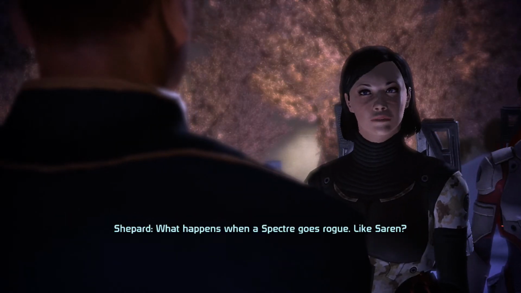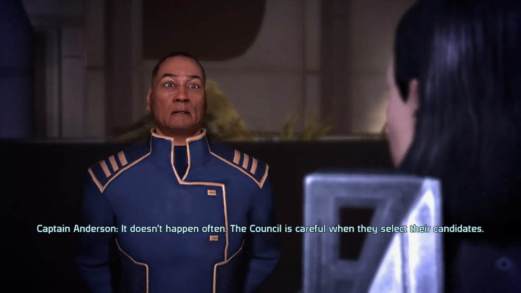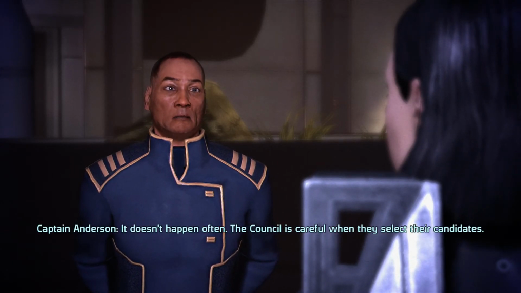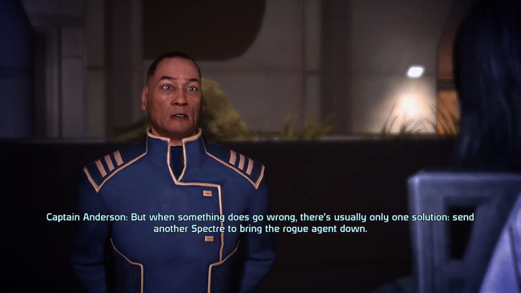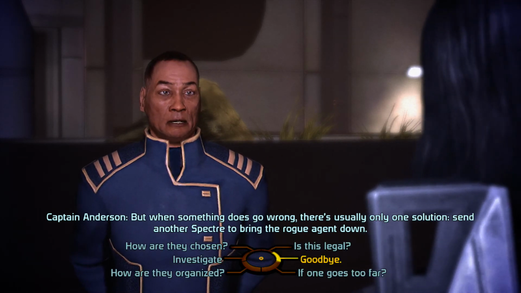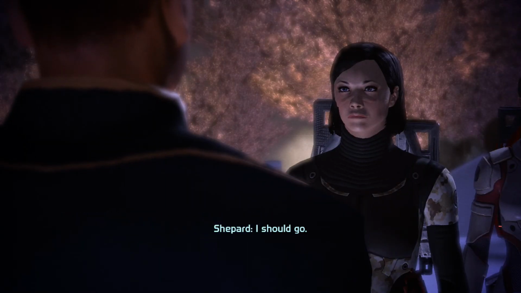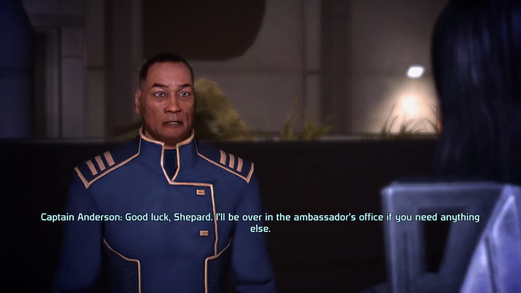What happens when a Spectre goes rogue, like Saren? It doesn't happen often. The Council is careful when they select their candidates. But when something does go wrong, there's usually only one solution. Send another Spectre to bring the rogue agent down. I should go. Good luck, Shepard. I'll be over in the Ambassador's office if you need anything else.